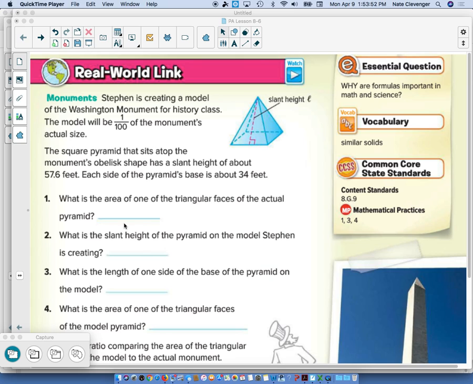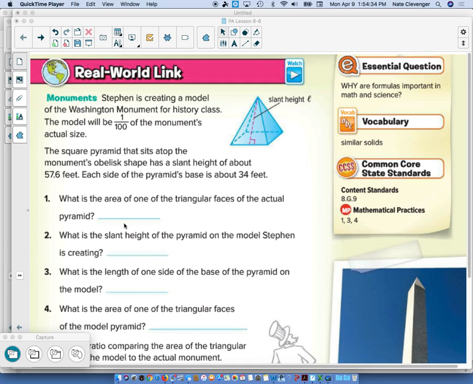All right, Stephen is creating a model of the Washington Monument for history class. The model will be 1/100th of the monument's actual size. The square pyramid, a base that's a square with triangles that all come together leaning in at one point, one vertex, sits atop the monument's obelisk shape and has a slant height of about 57.6 feet. Each side of the pyramid's base is about 34 feet.